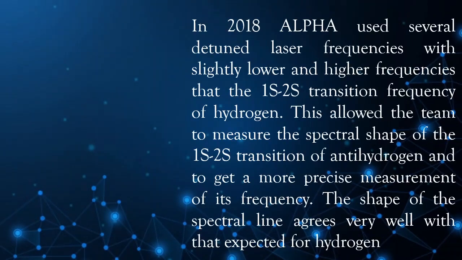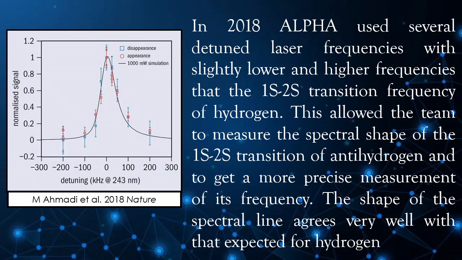In 2018, ALPHA used several detuned laser frequencies, slightly lower and slightly higher than the 1s-2s transition frequency of hydrogen, which was 243 nanometers. This allowed the team to measure the spectral shape of the 1s-2s transition of antihydrogen and to get a more precise measurement of its frequency. The shape of the spectral line agrees very well with that expected for hydrogen. So again, the experiment confirmed that the spectral properties of hydrogen and antihydrogen were identical.